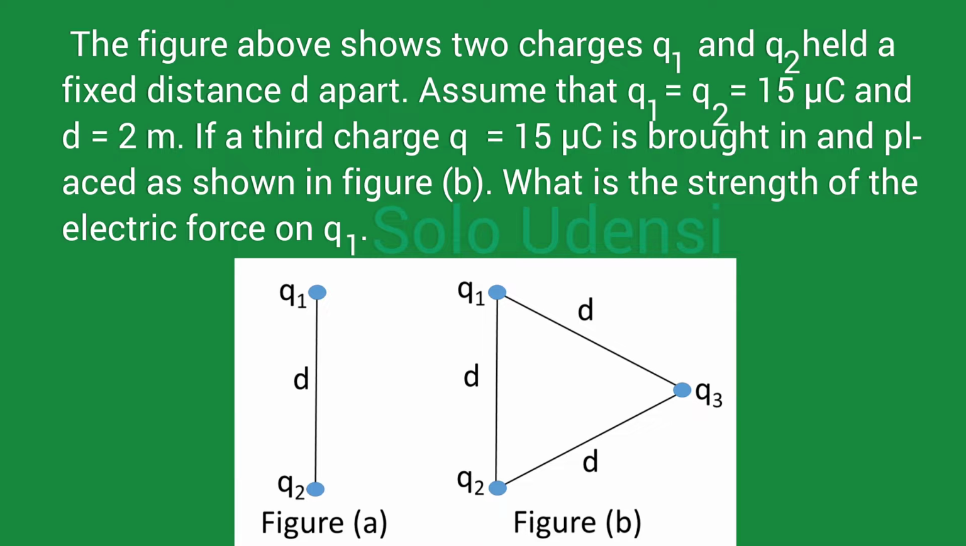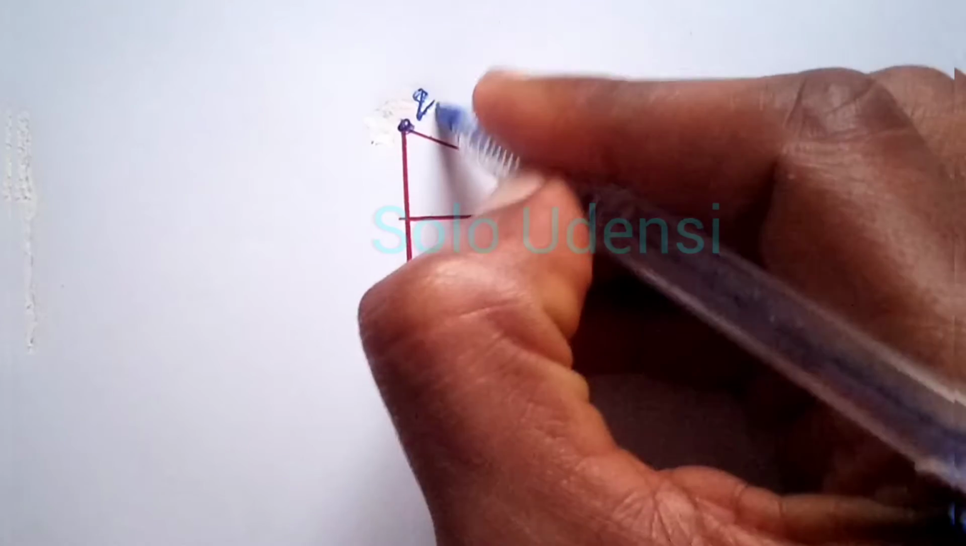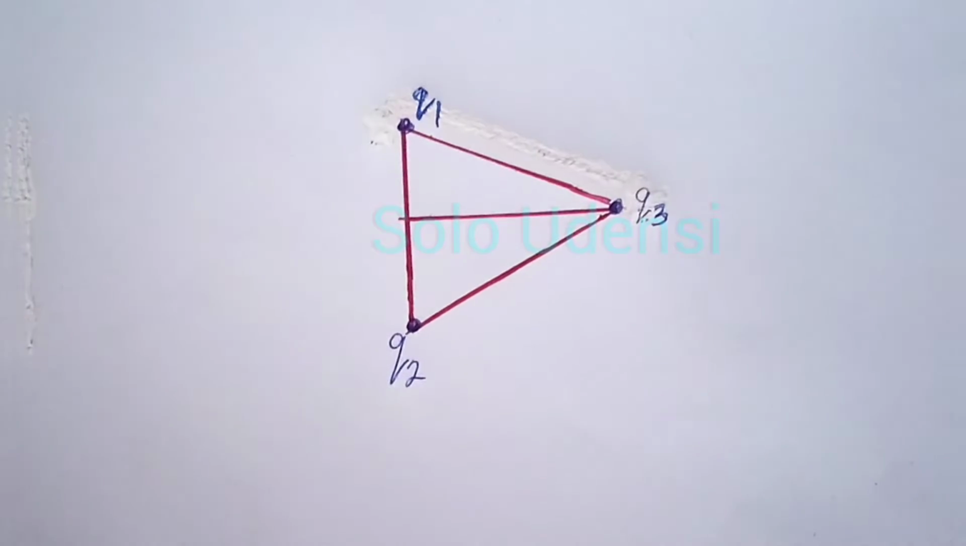The figure above shows two charges Q1 and Q2 held a fixed distance d apart. Assume that Q1 and Q2 equal 15 microcoulomb and d is equal to 2 meters. If a third charge Q equal to 15 microcoulomb is brought in and placed as shown in figure B, what is the strength of the electric force on Q1, Q2, Q3?